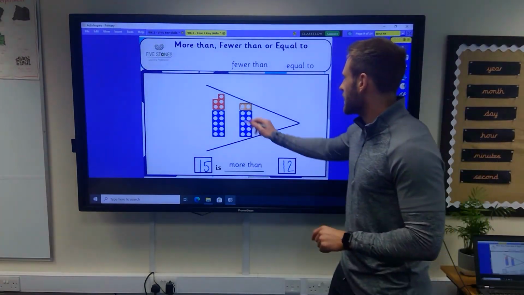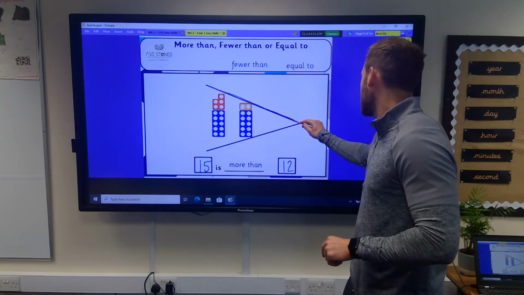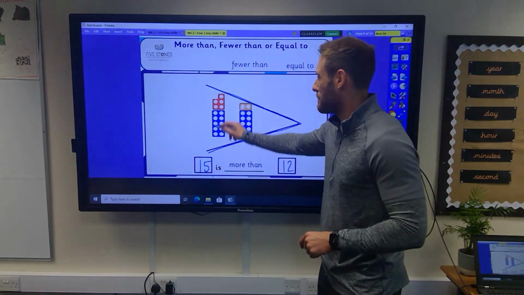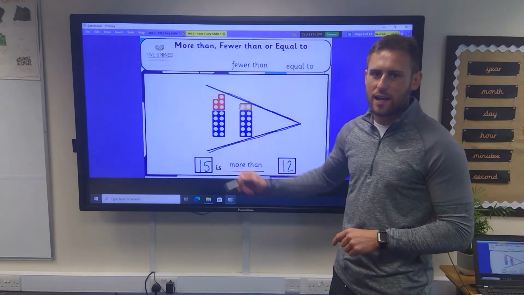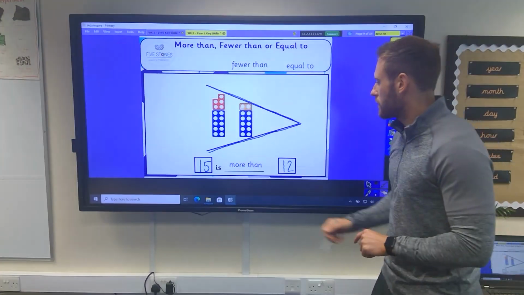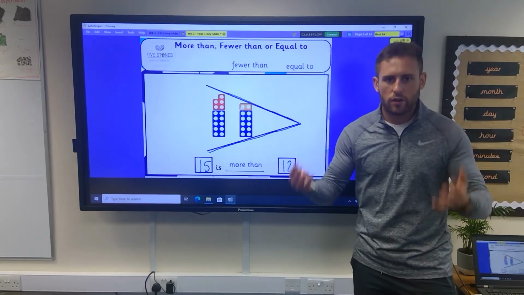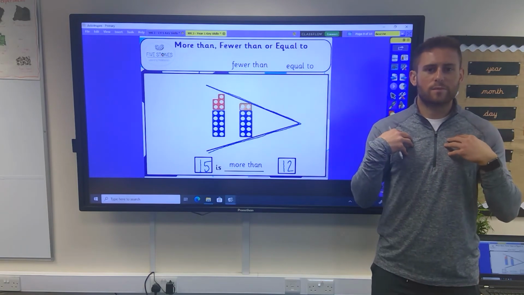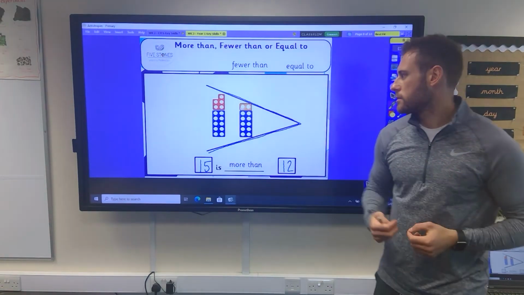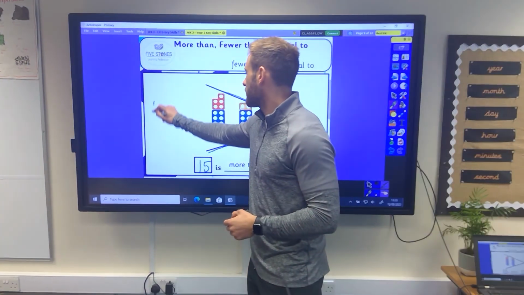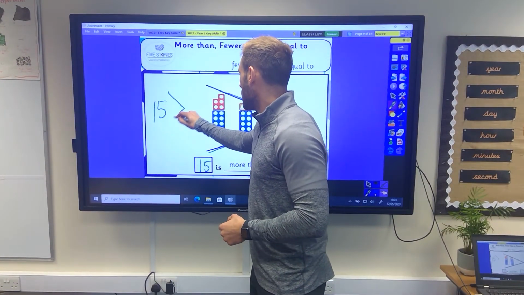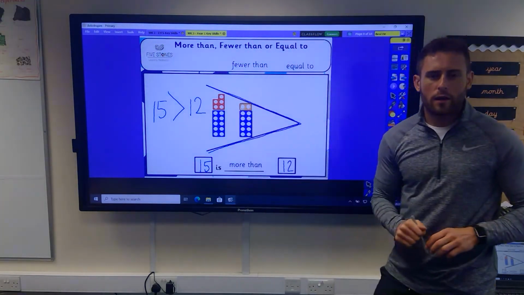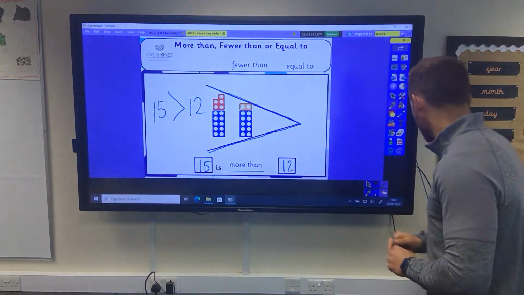And everyone, this is our more than sign. So 15 is more than 12 because we can fit more in this part of our sign than we can this side. 15 is more than 12. Brilliant. So we might say that as 15 is more than 12 because we can fit more in that part. Good work.